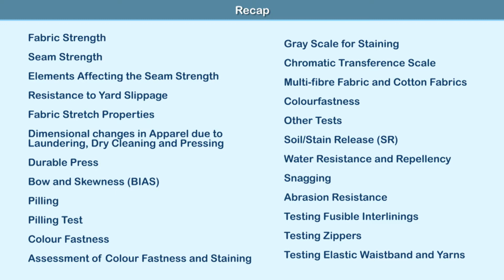We learned that seam strength is done with the help of the instrument Instron, and seam failure can occur in a garment because of either failure of the sewing thread or due to fabric rupture. We talked about the various elements that affect the seam strength: stitch type, stitches per inch, thread tension, seam type, seam efficiency, elasticity, seam slippage, and seam cracking.